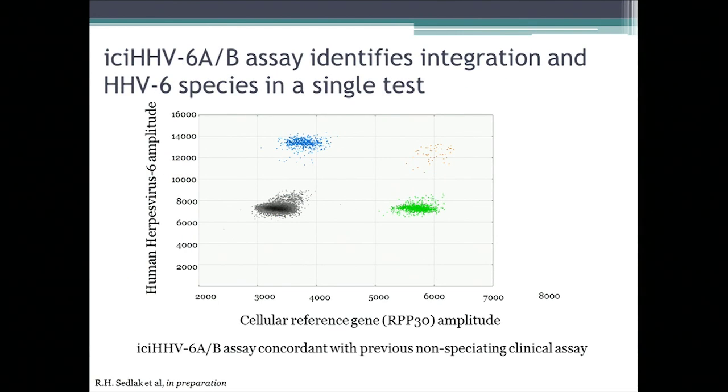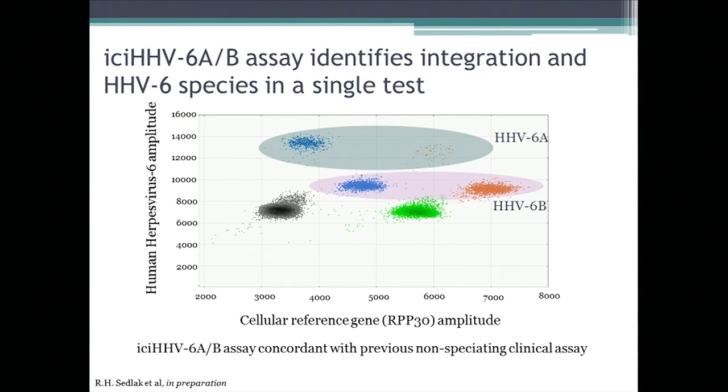A droplet plot for this would look something like this. If you had an ICI HHV-6A cellular sample, your plot would look like that, where you have the droplet populations forming more of a square. But by varying the fluorophores on the probes for HHV-6B, you can shift the droplets. And so in one test, you can determine if you have integration and whether it's from an A or a B virus.